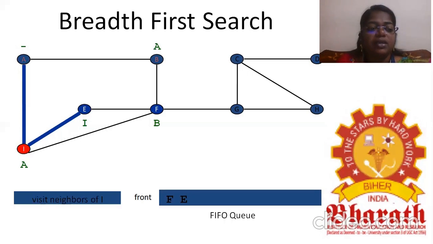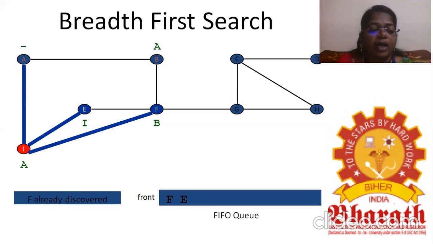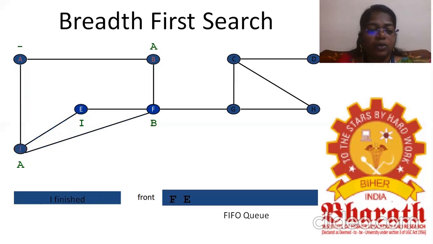Next, we visit the next neighbor of I. F is the next neighbor and F is already inside the FIFO queue, so F is already discovered and there is no need to take it. I is finished. Now we have to check inside the FIFO queue. What is at the front of the FIFO queue? F is at the front. So what do we have to do?